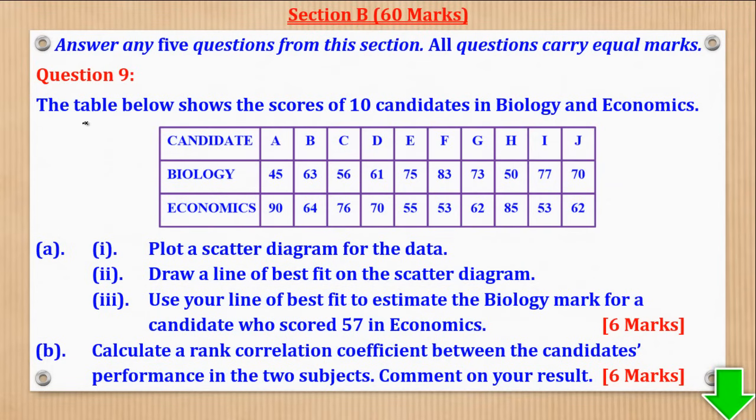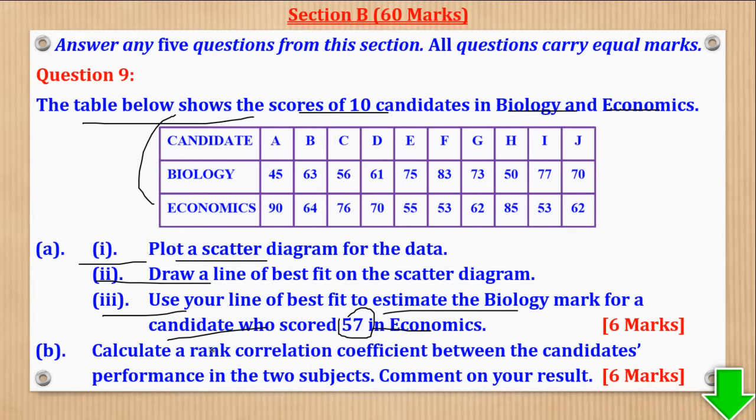It says, the table below shows the scores of 10 candidates in biology and economics. Part A, Roman 1, plot a scatter diagram for the data. Draw a line of best fit on the scatter diagram. Use your line of best fit to estimate the biology mark for a candidate who scored 57 in economics. Part B, calculate the rank correlation coefficient between the candidates' performance in the 2 subjects. Comment on your result.